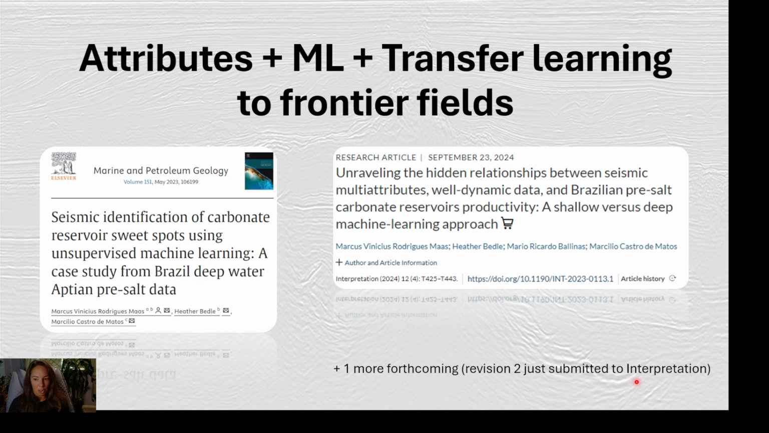All right, so I'm going to wrap up with one last case study. This one, like I mentioned before, was just accepted by Interpretation, so I've got to change the slide apparently. But it's part of a PhD thesis that Marcus Maas worked on. And so the first two papers that were looking at attributes and unsupervised methods were accepted, and then the third one, which I'm showing you the results of today, was accepted. So the first two are published, the last one was accepted.